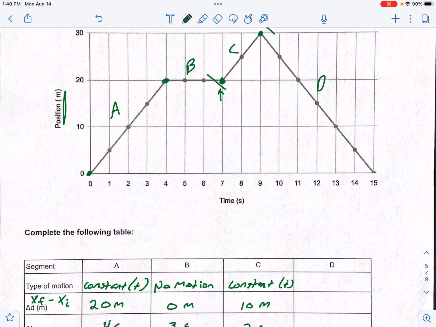Now line D, if you notice, this actually looks a little bit different. It is going down at a constant rate, but it's going in the negative direction.